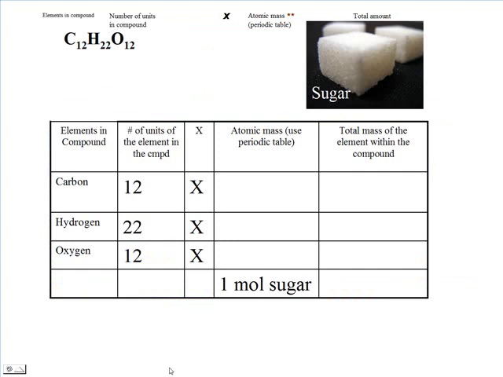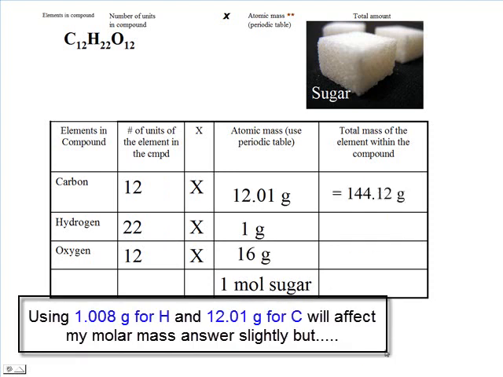To be able to calculate the molar mass of a compound, let's take a look at how to do sugar. You're going to determine how many of each element are found within the compound and multiply it by the atomic mass of each of those elements. So within the sugar molecule, I'll have 12 carbons, 22 hydrogens, and 12 oxygens. I will use the periodic table to look at the atomic mass of carbon, hydrogen, and oxygen. Multiplying that going straight across, you'll find what each element contributes to the molar mass of the compound.